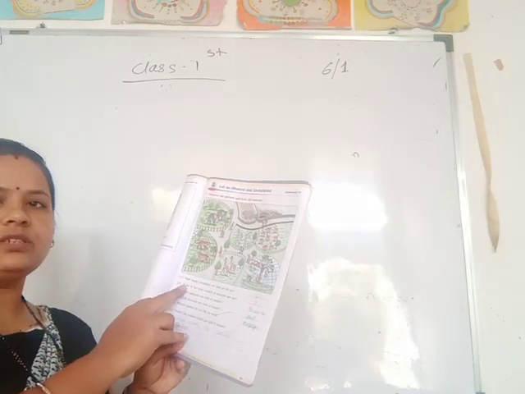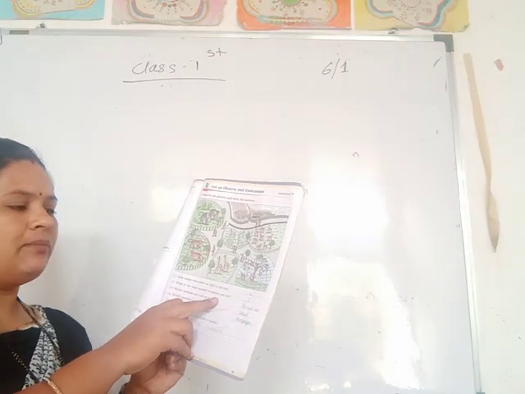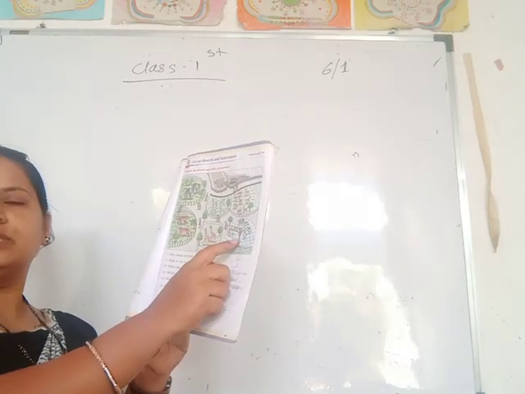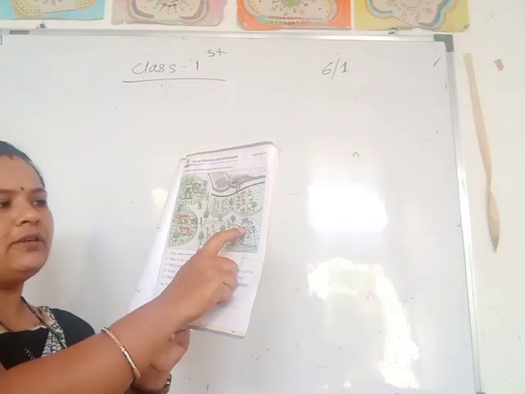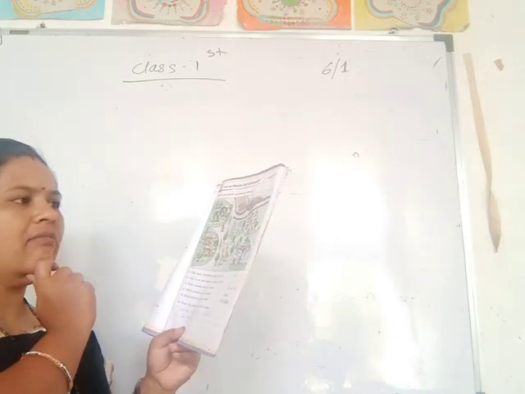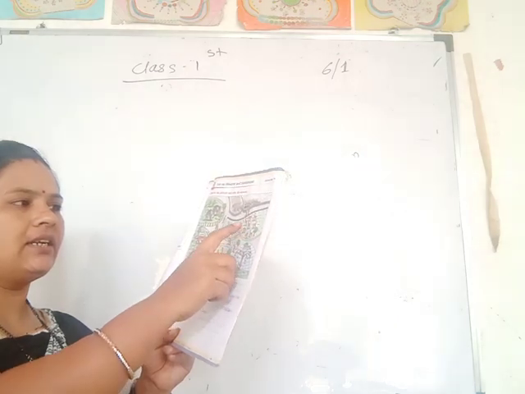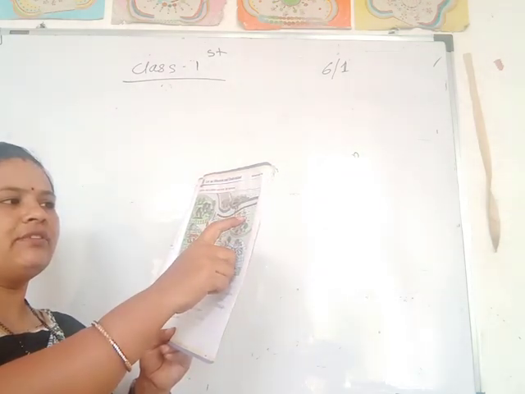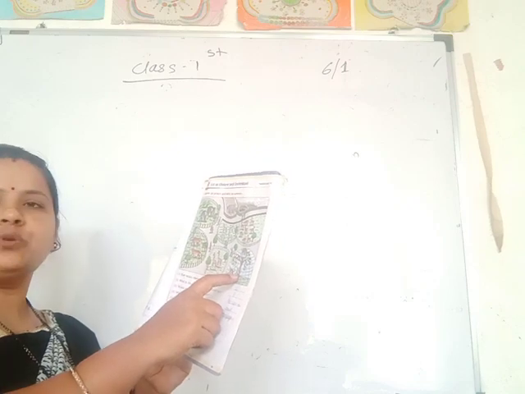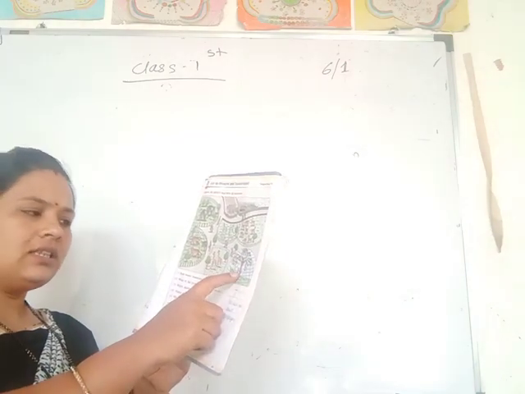Then the second question you see, what is the total number of monkeys and deer? Monkeys and deer. Firstly you see here how many monkeys? 1, 2, 3, 4, 5. 5 monkeys. And how many deer? You see here deer. 1, 2, 3, 4, 5, 6, 7, 8. 8 and this 5 means total number of animals here is 13.